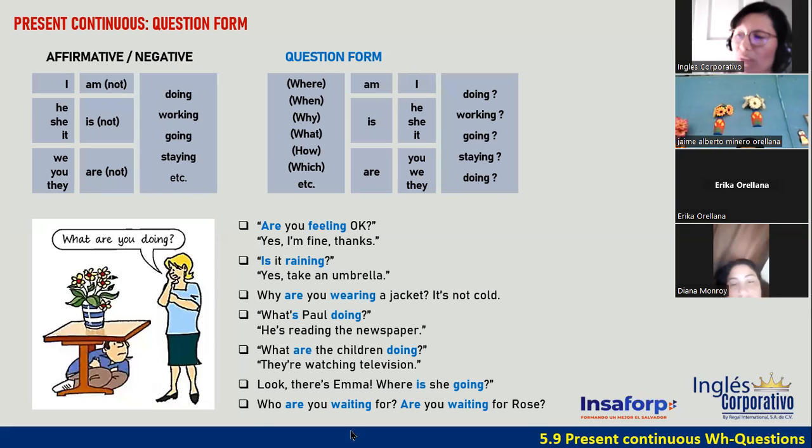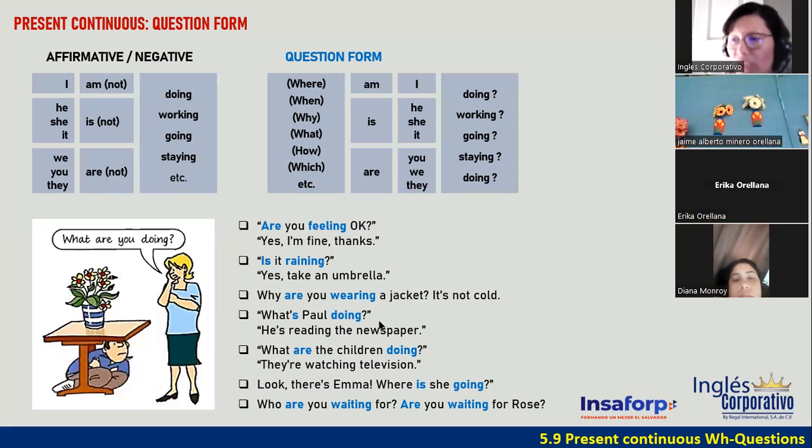So here we have some examples, okay? So look at the mom. She's asking, what are you doing, right? Are you feeling okay? Yes, I'm fine. Thanks. Is it raining? Yes, take an umbrella. Why are you wearing a jacket? It's not cold.